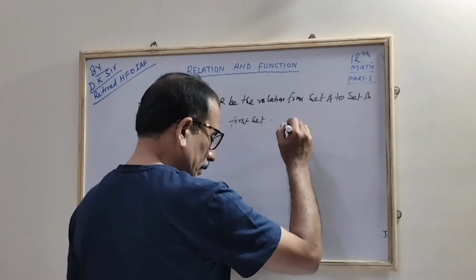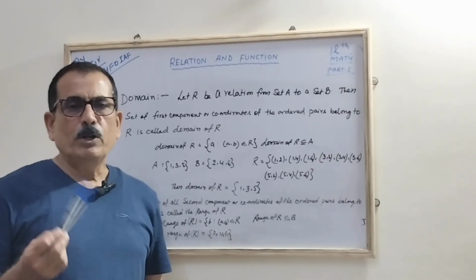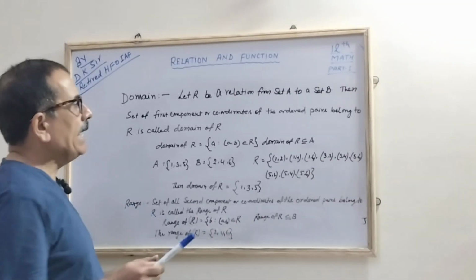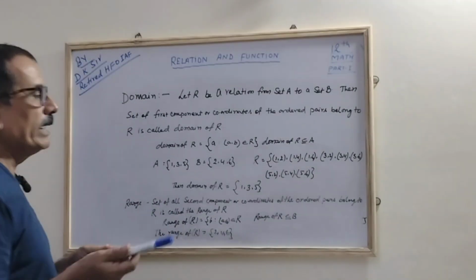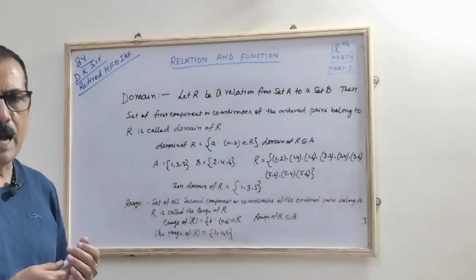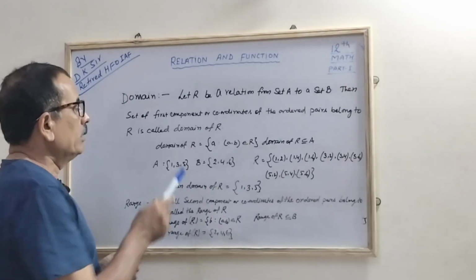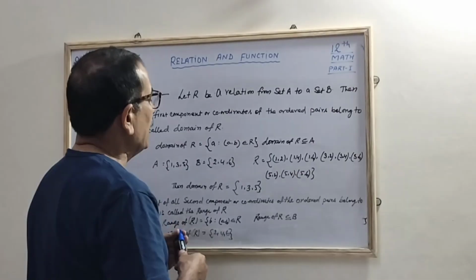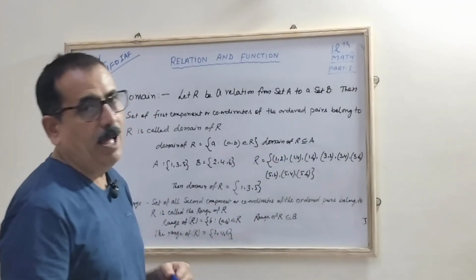Now I am going to explain the domain. Let R be a relation from the set A to set B. Then the set of the first components or the coordinates of the ordered pairs belonging to R is called the domain of R. That is called the domain of R. How to write the domain of R? The domain of R can be written like this, where a and b are the elements of R. The domain of R is a subset of the set A.